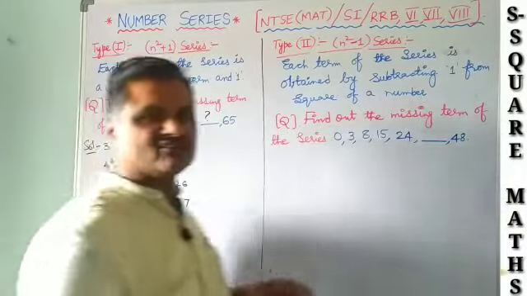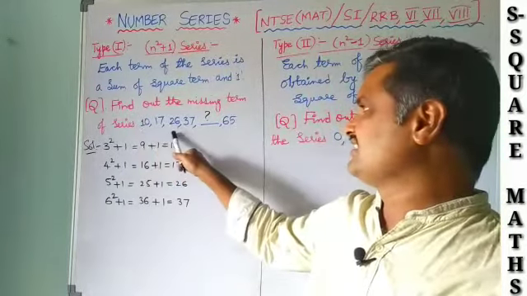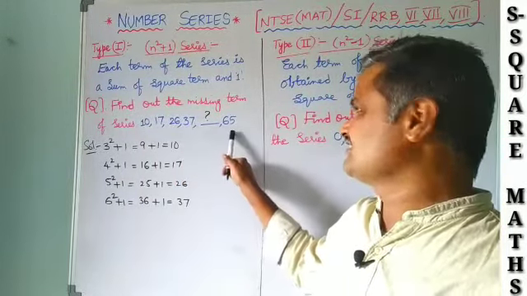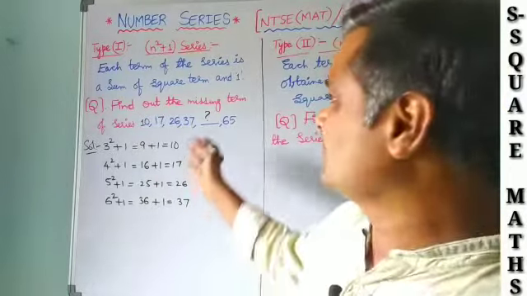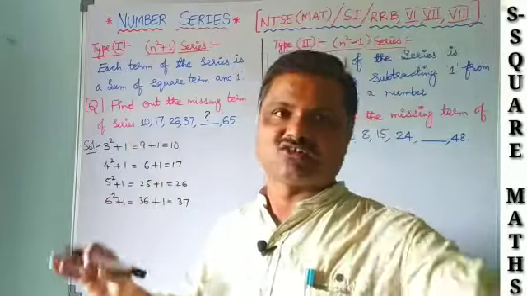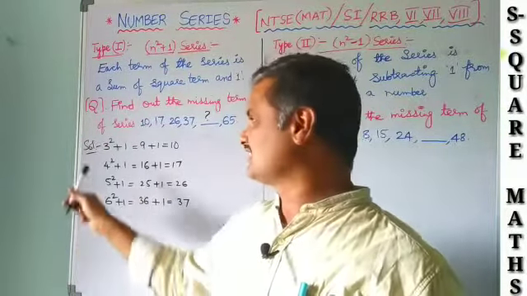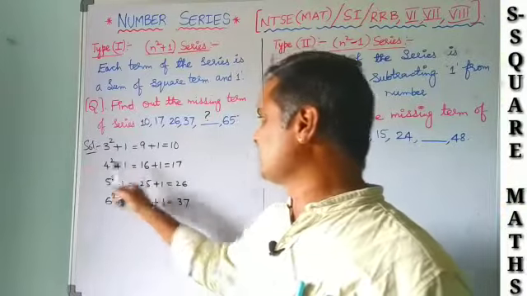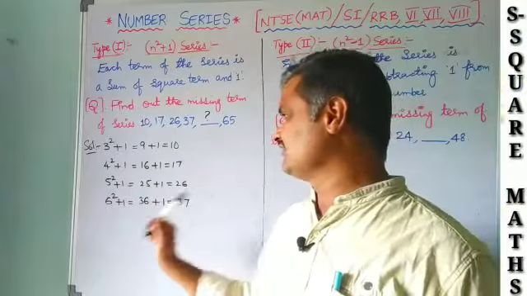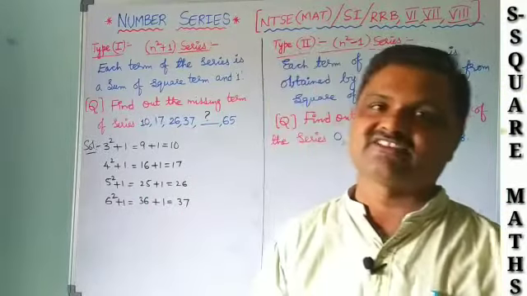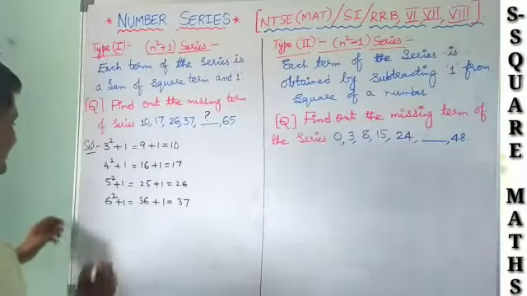So if you observe carefully here, 10, 17, 26, 37, the missing term, and 65. We started with n equal to 1 and 2, and we did not get the first terms. For n equal to 3 onwards, we are getting the terms: 3 square plus 1 is 10, 4 square plus 1 is 17, 5 square plus 1 is 26, 6 square plus 1 is 37. So we are getting the terms, proceeding in that way.